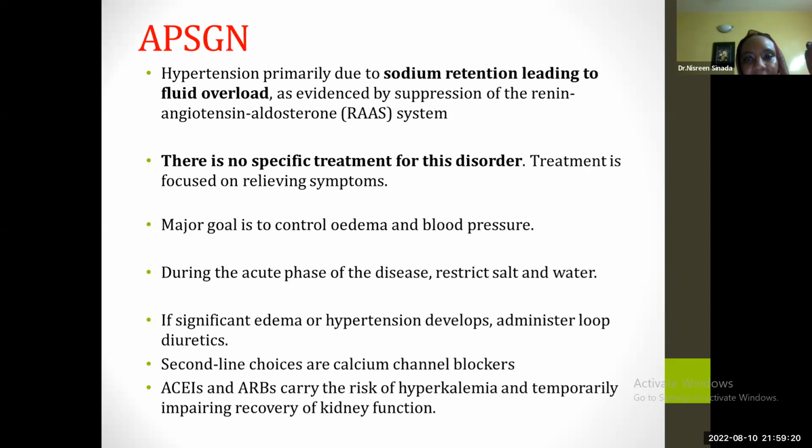There is no specific treatment for the disorder. Treatment is focused on relieving symptoms, and the major goal is to control edema and the blood pressure. During the acute phase of the disease, we need to restrict salt and water. And if significant edema and hypertension develop, we administer loop diuretics. If the patient is still hypertensive, the second-line choice is calcium channel blockers. ACE inhibitors and ARBs carry the risk of hyperkalemia and temporarily impair the recovery of kidney function. So they are not a good choice in a patient with acute post-streptococcal glomerulonephritis.